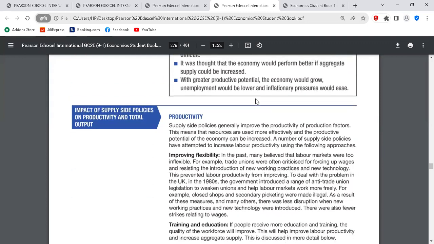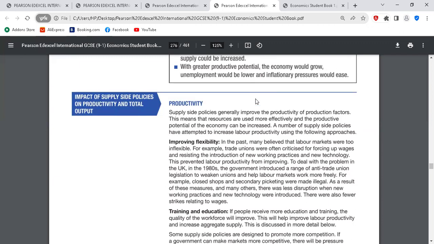So what are the impacts of supply side policies on productivity and total output? Supply side policy wants to encourage economic growth. And for the economy to grow, output has to increase. So for output to increase, there should be productivity. So that is the impact now. So we go to productivity.